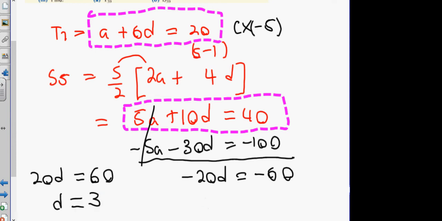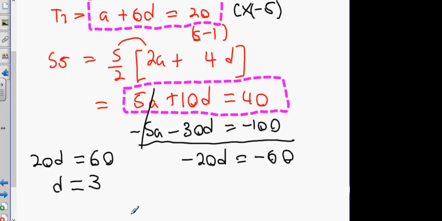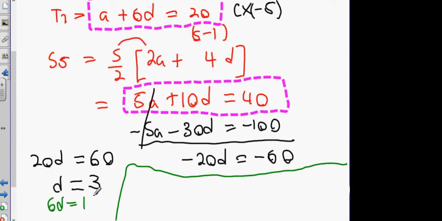Okay? Any questions? Now, lads, in this sector here, the green sector, what we're going to do is figure out what a is, okay? And to figure out what a is, we're going to use one of the original formulas. So I'm going to use a plus 6d equals 20. Now, we know that d is 3. Therefore, 6d must be 18. We can replace this here with 18. So we're going to get a plus 18 equals 20. Therefore, a must be equal to 2. We now know that a equals 2 and d equals 3.